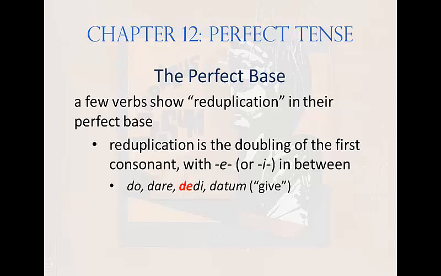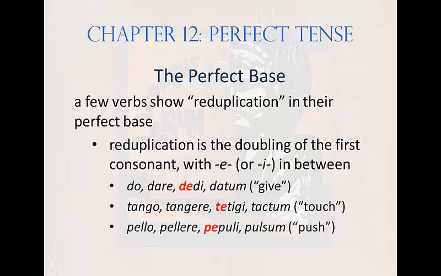Note that in the third principal part, the perfect is formed by doubling the D at the beginning of the base and putting an E in between the geminated Ds. Here's another example of reduplication. Tango, tangere, tetigi, tactum, meaning touch. Here, T is reduplicated to form the perfect base. And notice that the N is lost. That's a present tense marker.